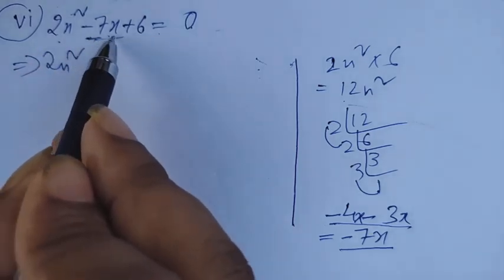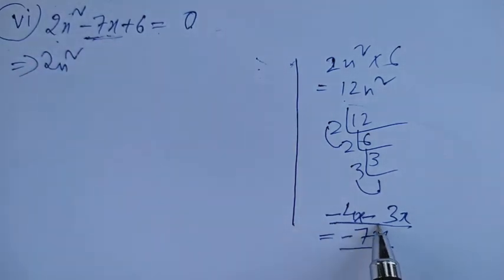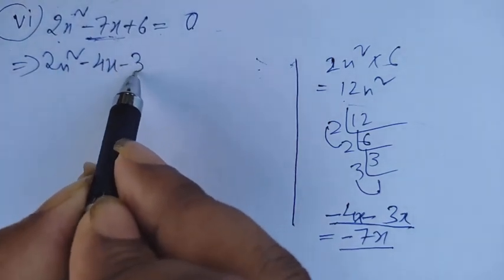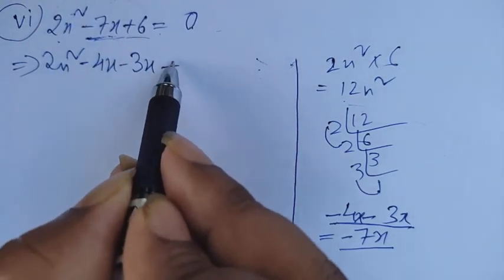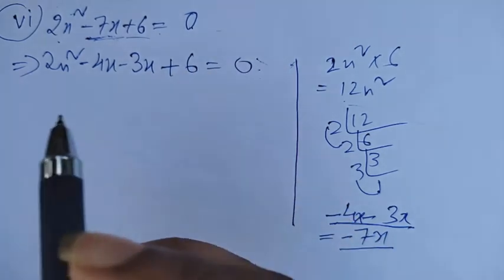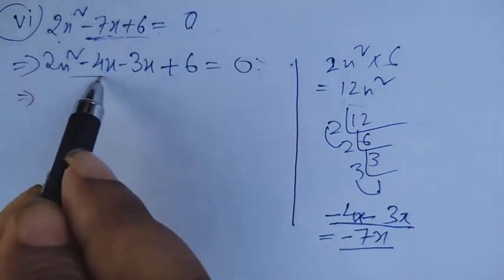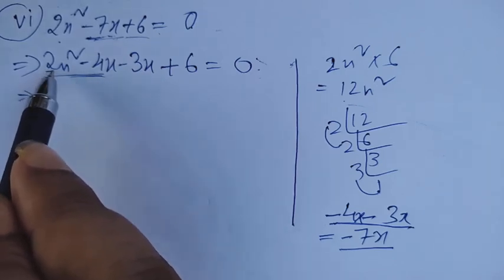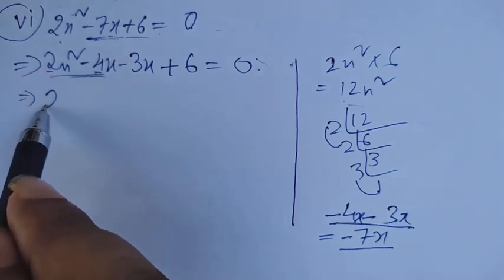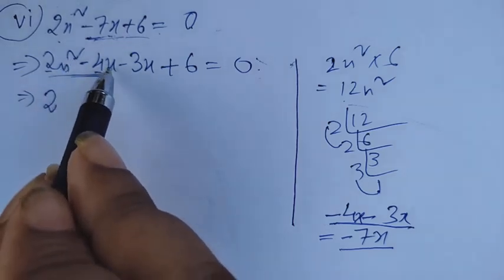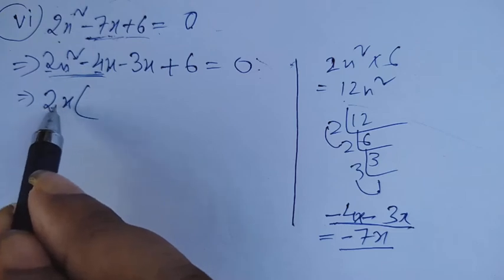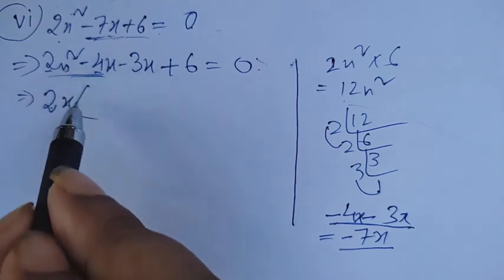2x squared, in place of minus 7x, we will write minus 4x minus 3x, plus 6 equals 0. Now from the first two terms, we have to take common. We can take common the numerical portion, 2 here and 4 here, so we can take common 2, and here x squared and here x, we can take common x. So if 2x is taken common, then here remains 2x gone, 1x.